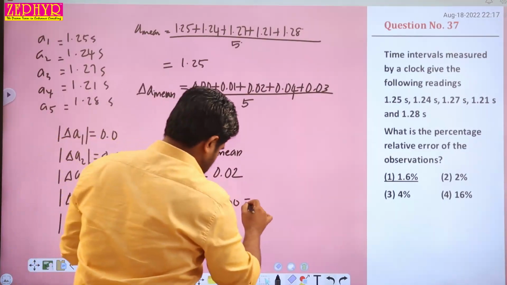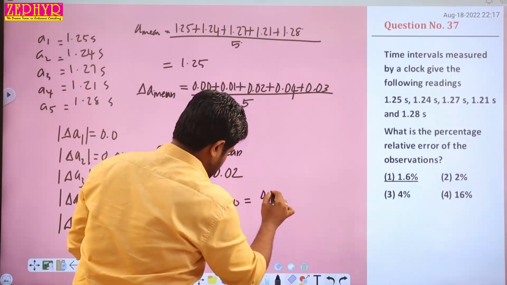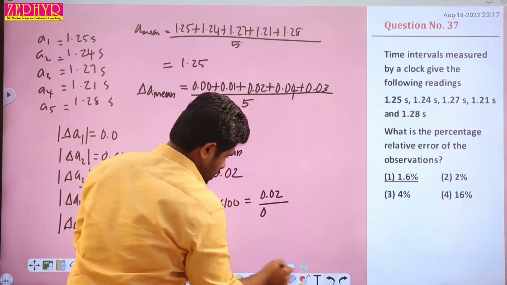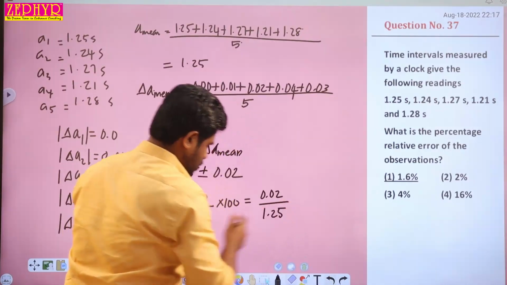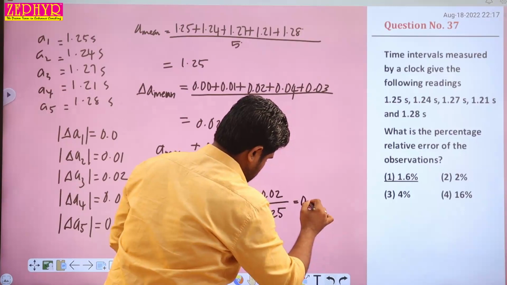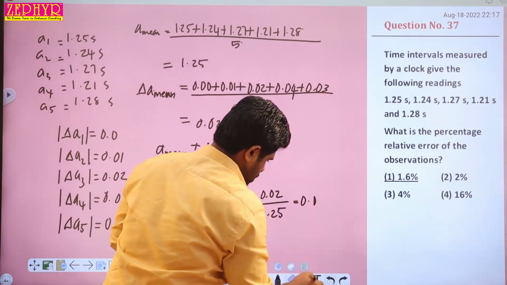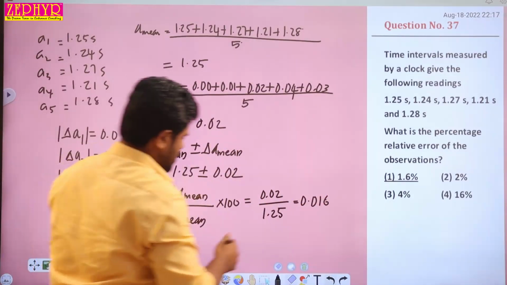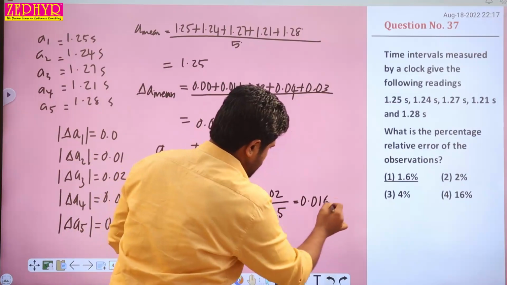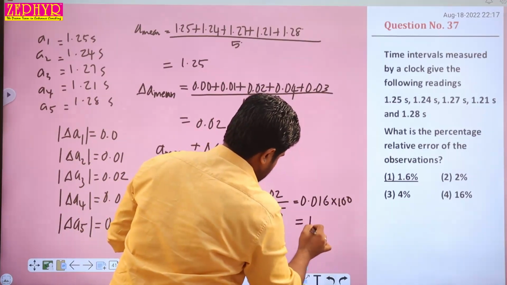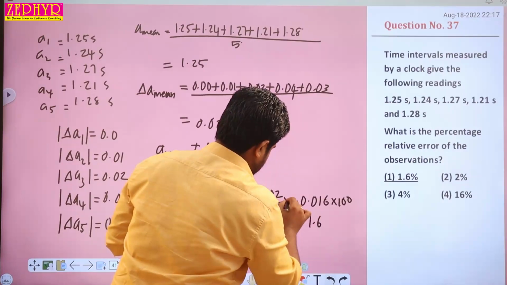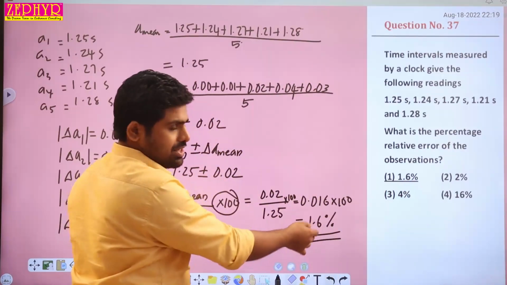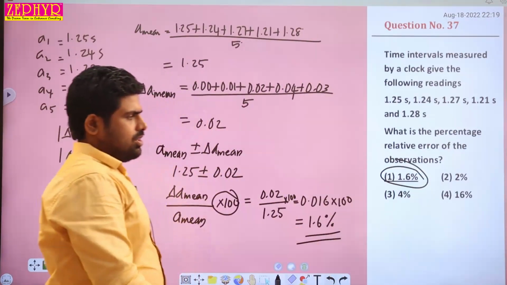So now it is equal to 0.02 divided by 1.25, and it is equal to 0.016, and here into 100, so that is equal to 1.6. So in this question, the right answer is 1.6%. So this one is the right option, option 1.